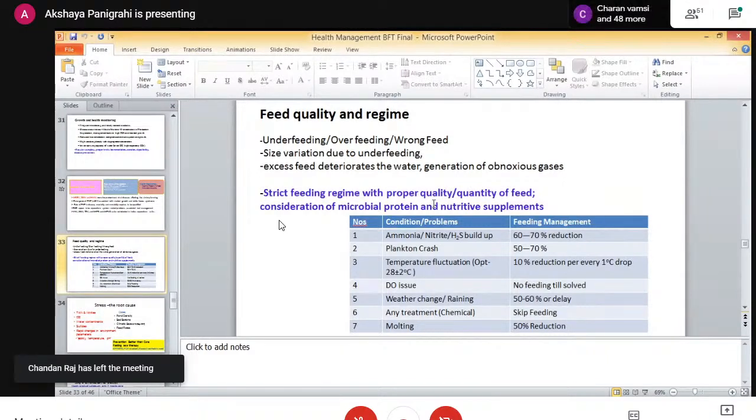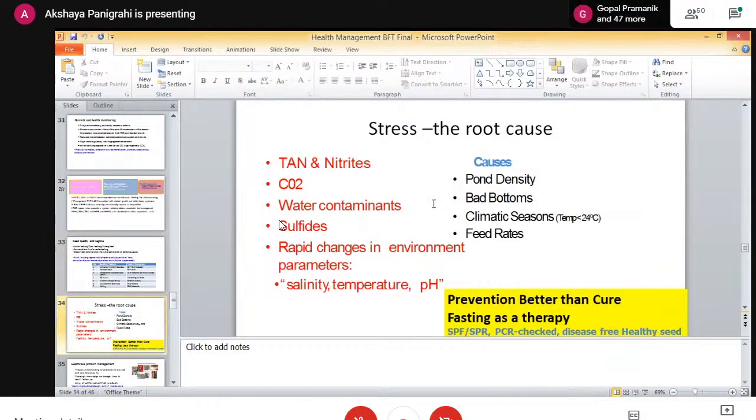Then when there is a crash of this one, sometimes because of the natural sunlight, plankton and all these things, the crashes, and at that time also feed should be reduced immediately. And if there is a problem of DO, feed should be reduced. With temperature fluctuation, like when the temperature is reduced by 3 or 4 degrees during cloudy weather, then immediately 30 to 40% of the feed should be reduced. And like that, during molting time for shrimp, feed is also reduced.